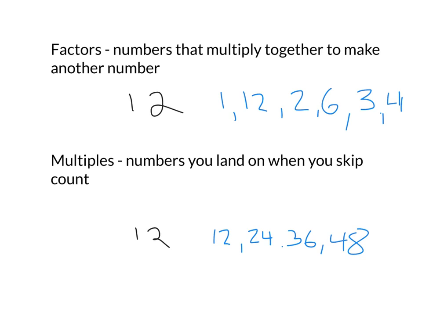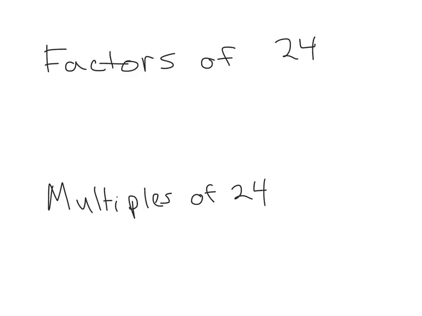Factors are going to be finite, which means there is a set list and you can't go on forever, because only certain numbers can multiply to get to 12. We're going to look at 2 more examples and then you should be good to go for your homework.